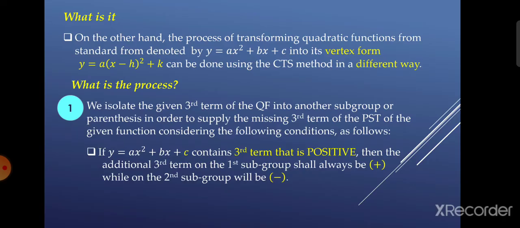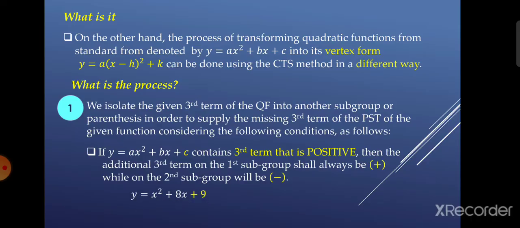So the first subgroup, meaning the perfect square trinomial, shall always use a positive, plus, third term in the first subgroup. Then while in the second subgroup it will be negative. To make it clear, this one.